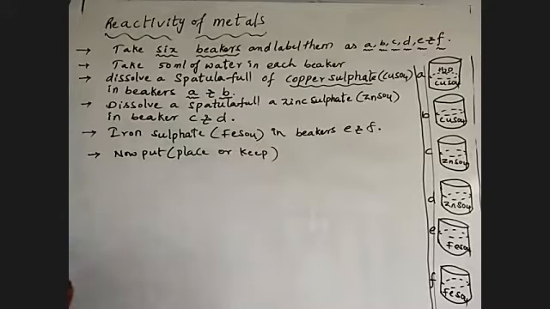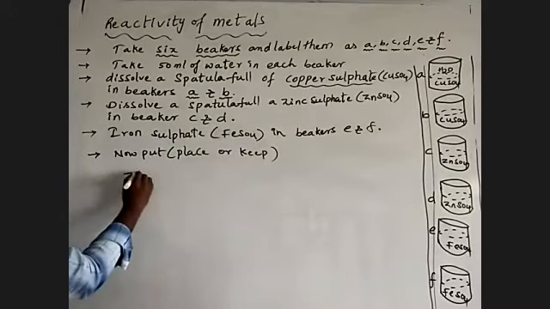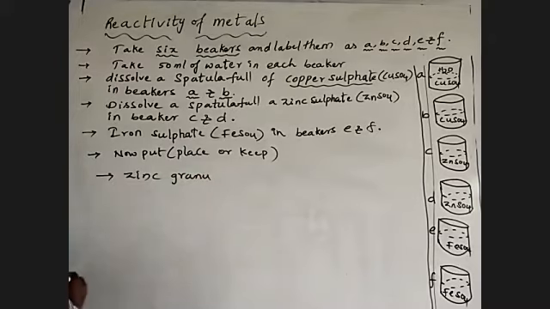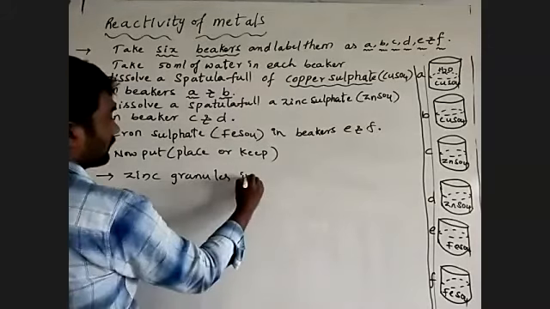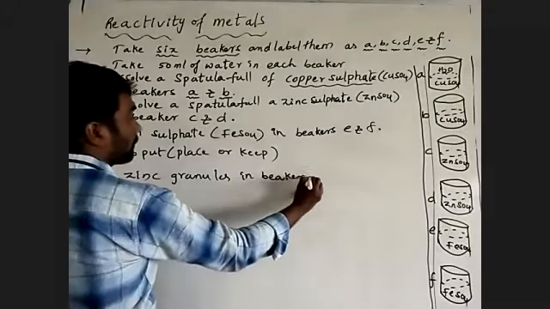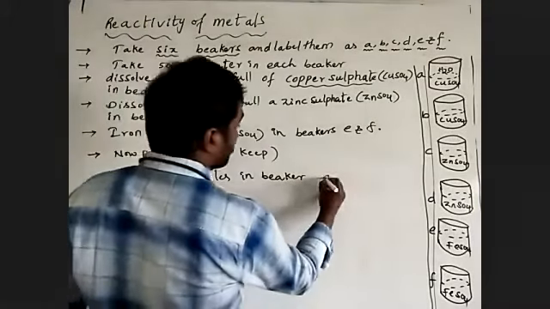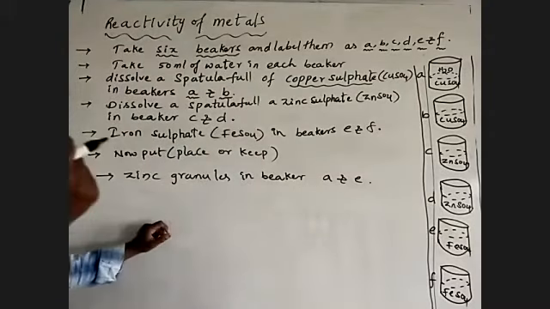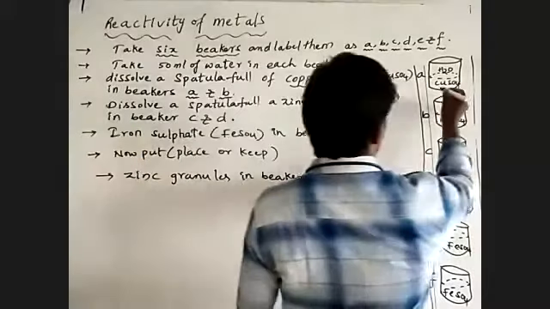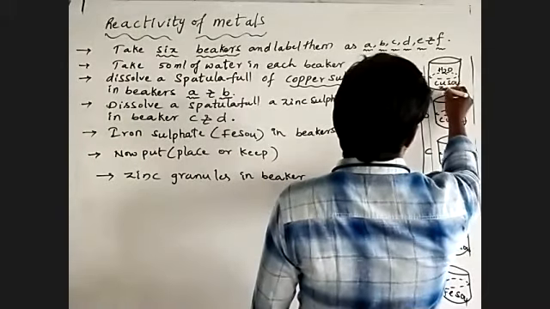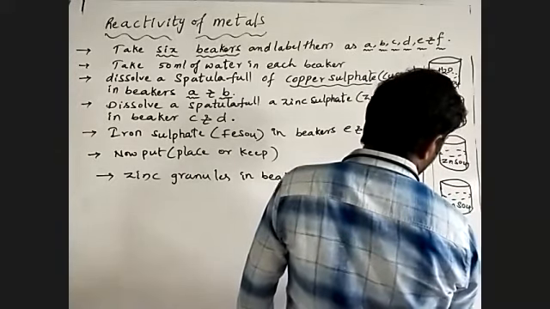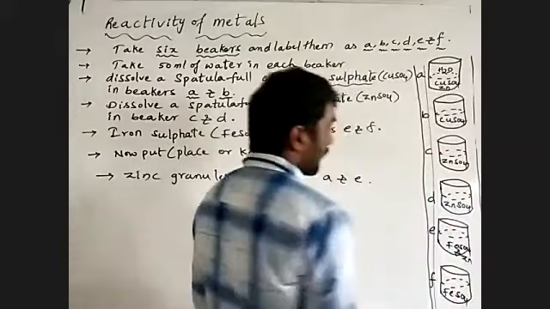What we have to put? Zinc granules in beakers A and E. Zinc granules, small pieces of zinc, in A and E. This is zinc granules, and also water and zinc granules.